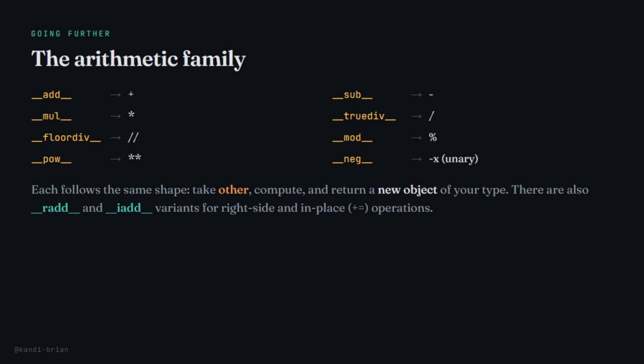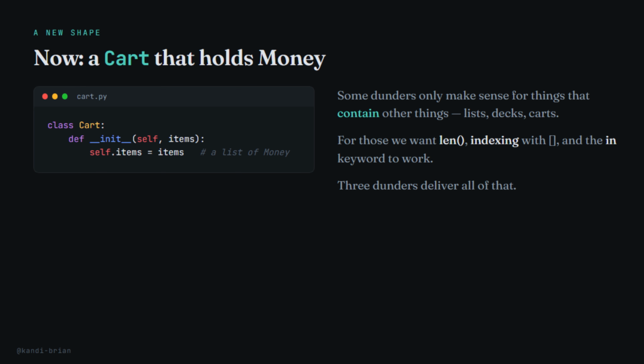Now we shift shape a little. Some dunders only make sense for objects that contain other objects, like lists and decks or shopping carts. So we look at a cart class. It just holds a list of money objects.